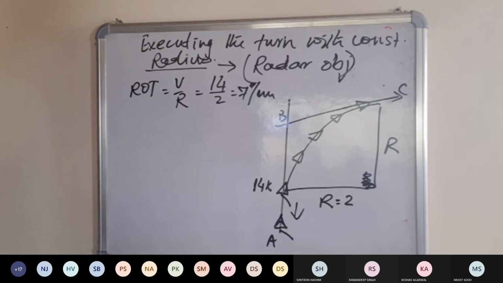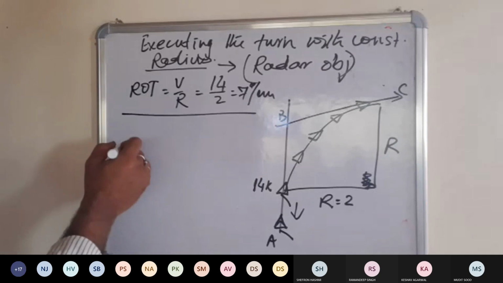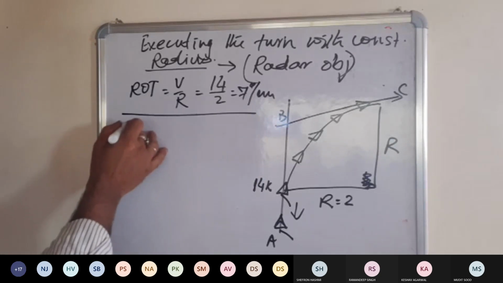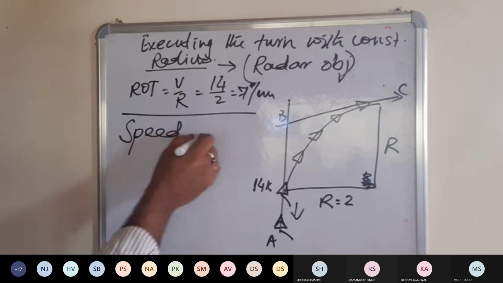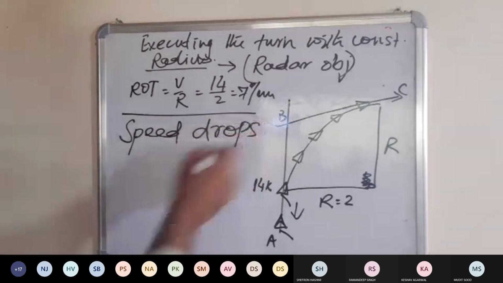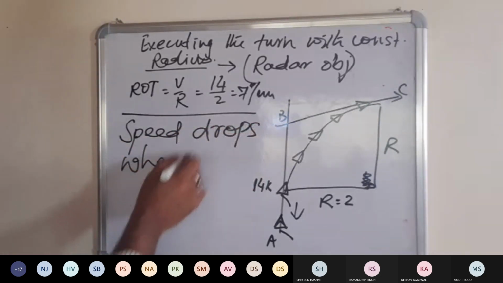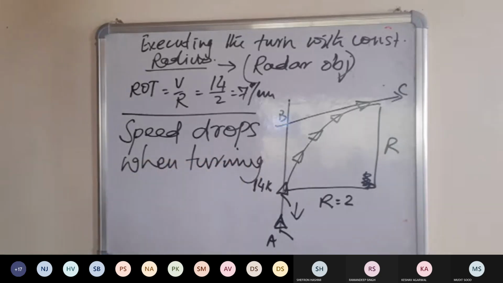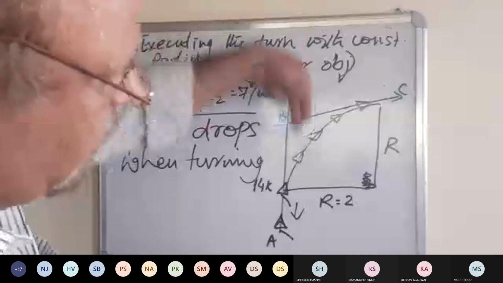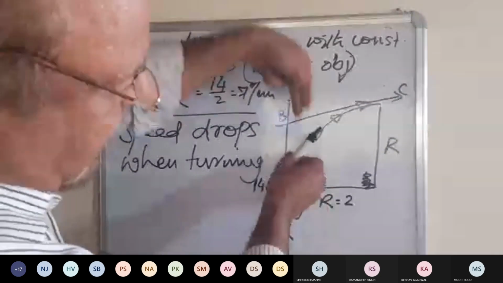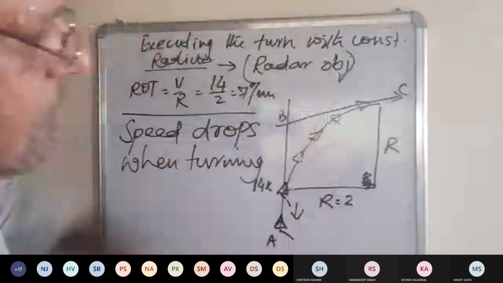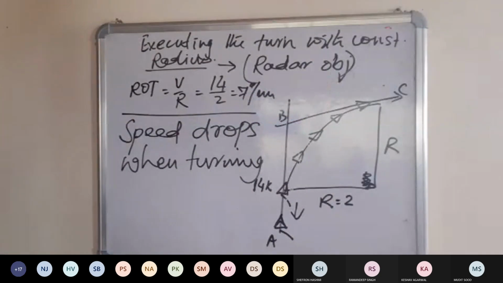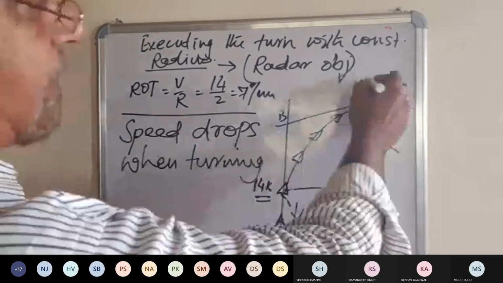But actually what happens, the vessel's speed drops when turning. When the vessel is turning, there is water pressure coming from the side and it keeps on slowing down the vessel. So entry speed was 14 knots. Once you are here, maybe it is 10 knots.